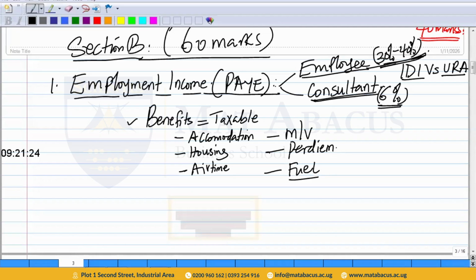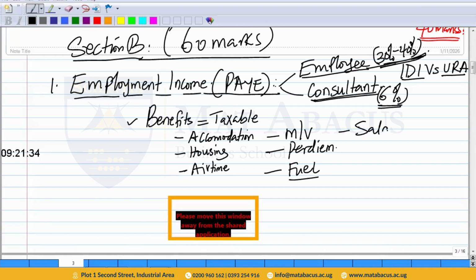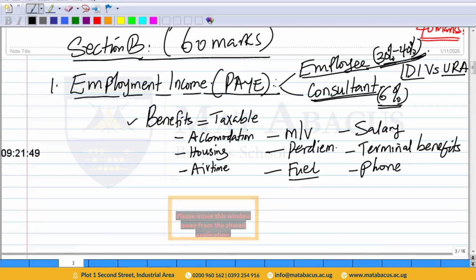So we shall look at this. Do these form part of employment? Should they be taxed? Should they be added to your employment income? And on top of that, you may have salary. You may terminate some employees and give them terminal benefits. You may give them phones or computers as part of their role. So we shall look at whether these are taxable and how are they taxable.